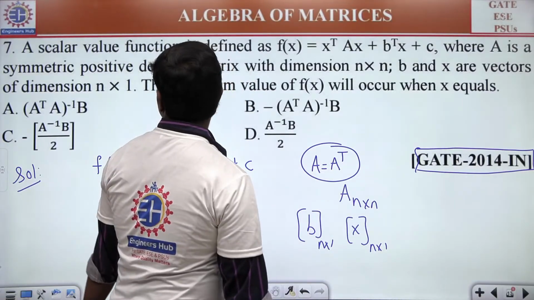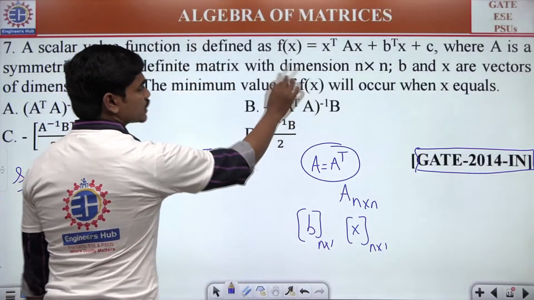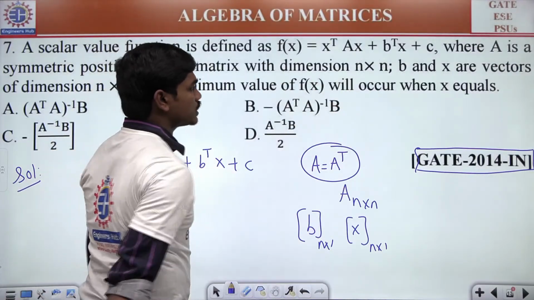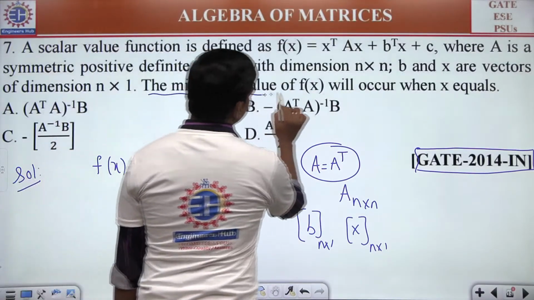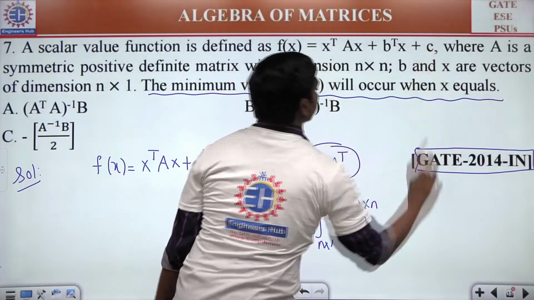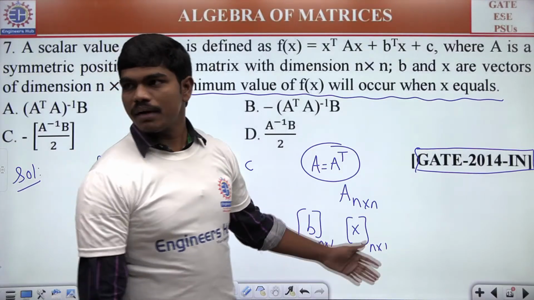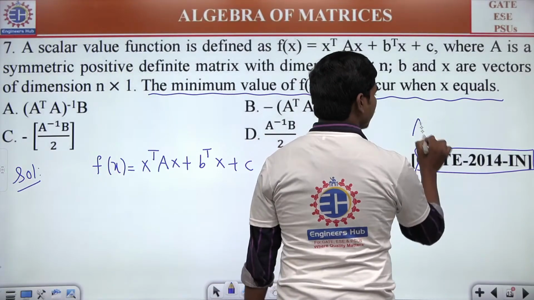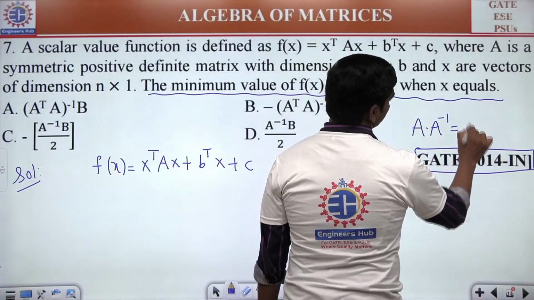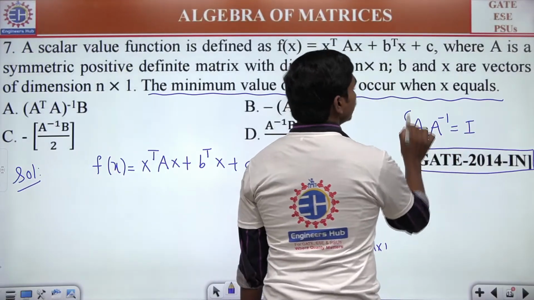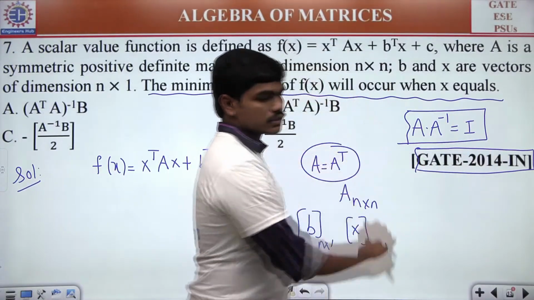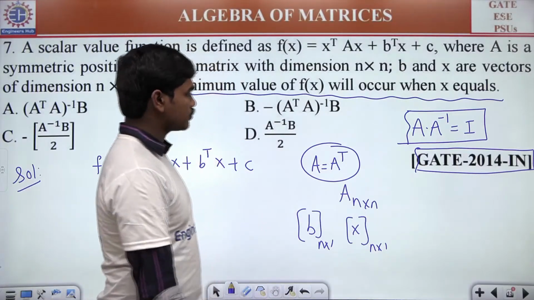Then the minimum value of f of x will occur when x equals what? I put this question here because all of you know that if you multiply a matrix with its inverse, this should be I. Okay, in yesterday's class you yourself told me that you know this point, so definitely you can solve this question.